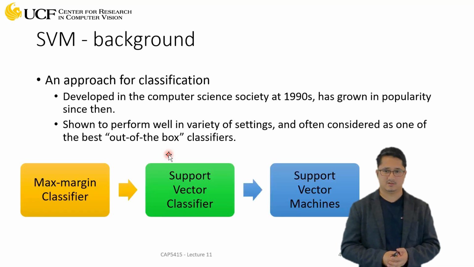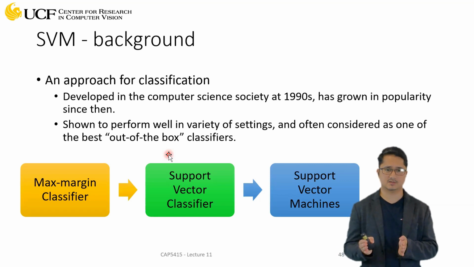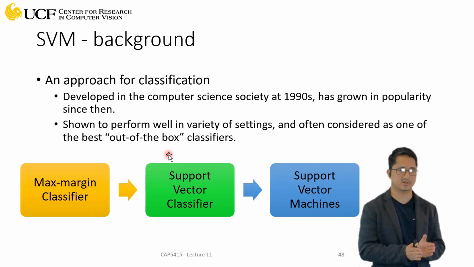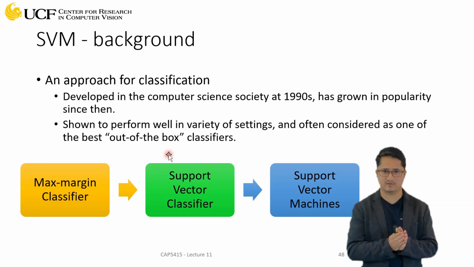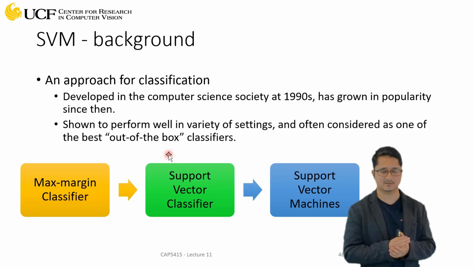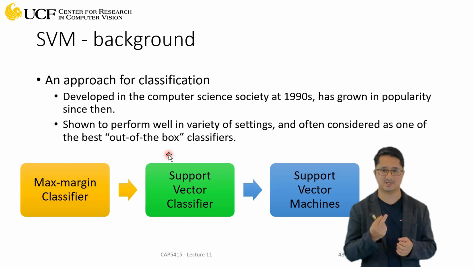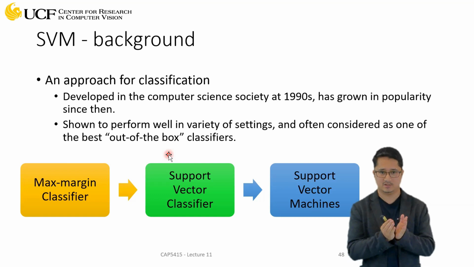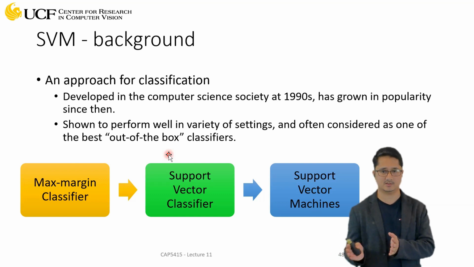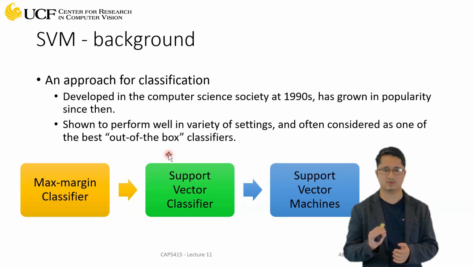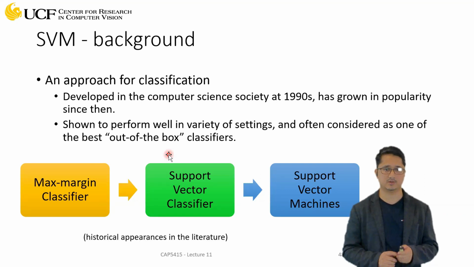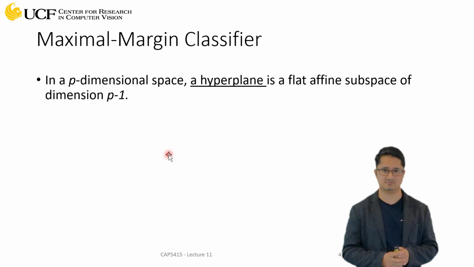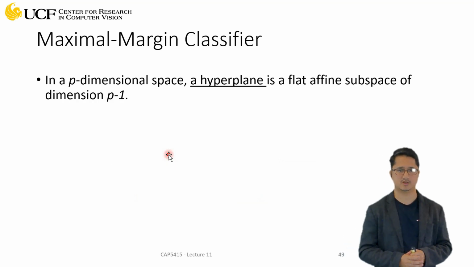Now, the timeline goes like this: first we had the maximum margin classifier, which we'll talk about first. All of these are related, because in all of these we are trying to learn a decision boundary where we try to maximize the margin. Then we have the support vector classifier, and then we have support vector machines, all of these related. So we'll try to cover each of these in three separate segments. So let's first go to the max margin classifier, which we briefly covered earlier.